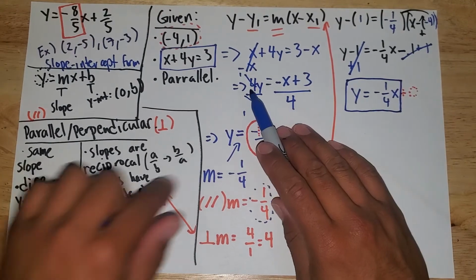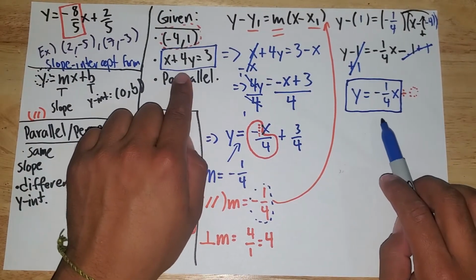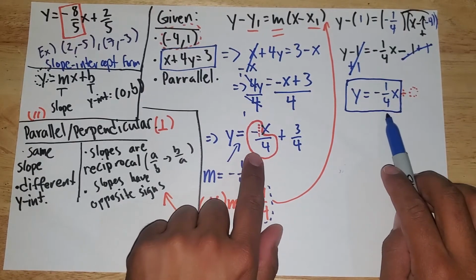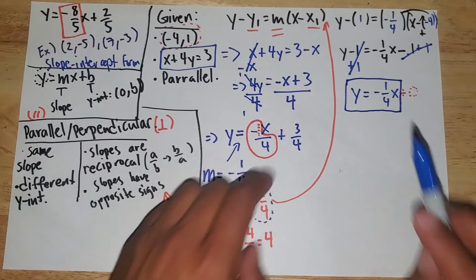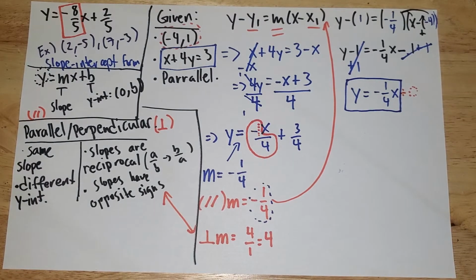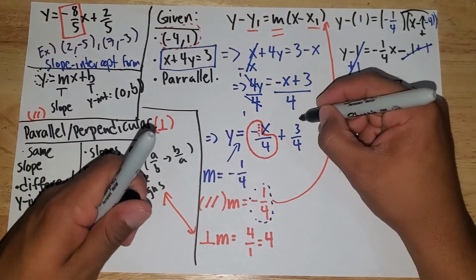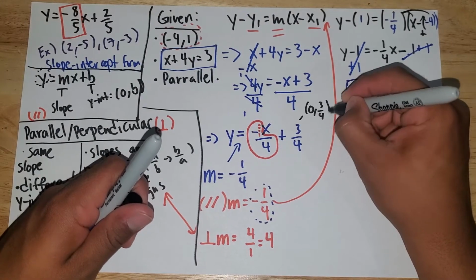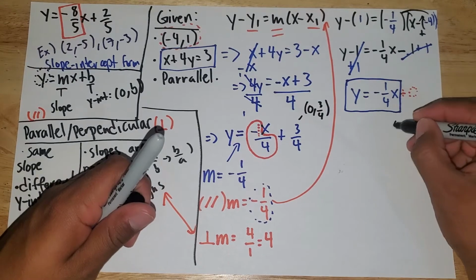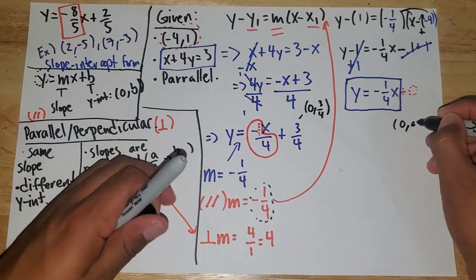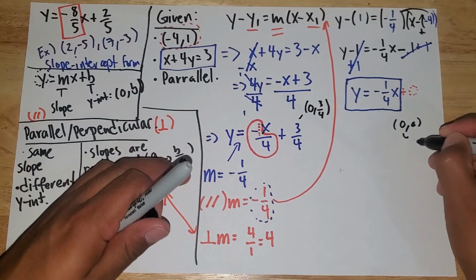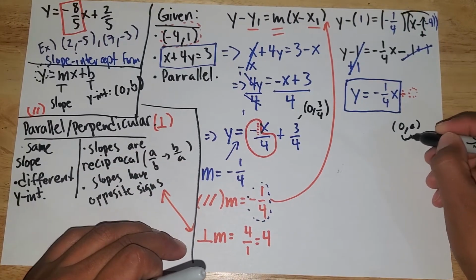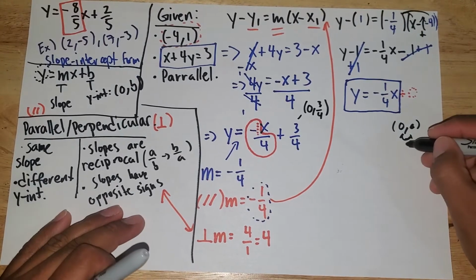And again, if we compare these two with each other, they have the same slope, but the y-intercept for this one, if I was identifying the y-intercept, remember the y-intercept is a point. So the y-intercept here is 0, 3 over 4. Where here, my y-intercept would be 0, 0. So you want to be careful with that.